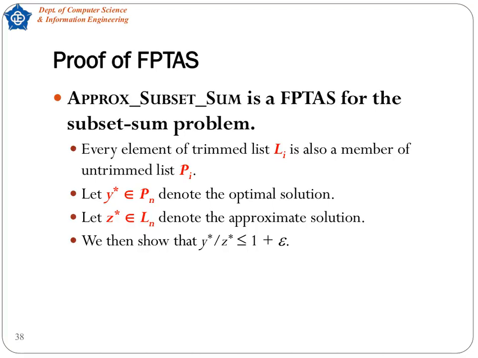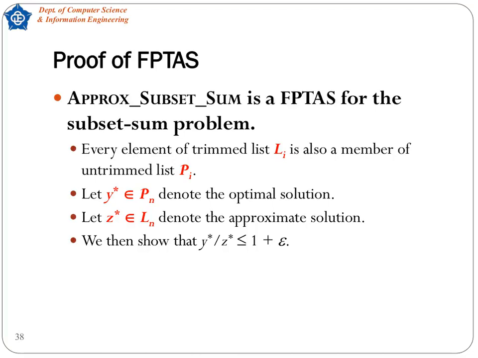Now let's dive into the proof that approx_subset_sum is a fully polynomial time approximation scheme for the subset sum problem. First, observe that the trimming step never introduces new sums. Every element in the trimmed list L_i also appears in its corresponding untrimmed list P_i.